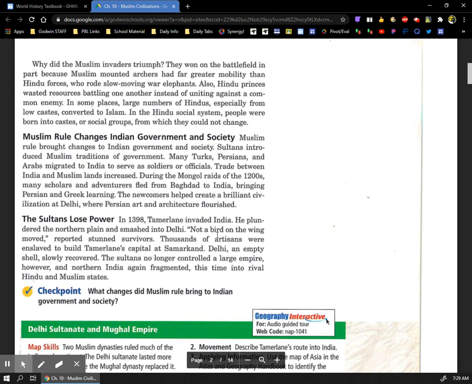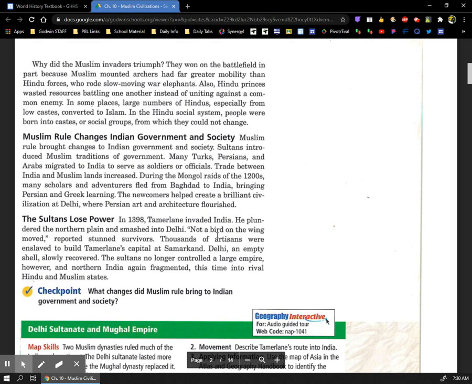Muslim rule changes Indian government and society. Muslim rule brought changes to Indian government and society. Sultans introduced Muslim traditions of government. Many Turks, Persians, and Arabs migrated to India to serve as soldiers or officials. Trade between India and Muslim lands increased.